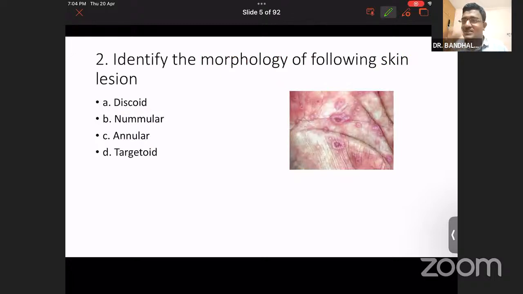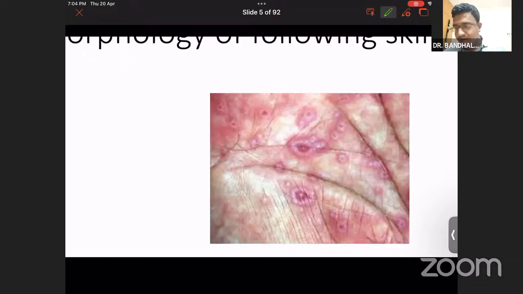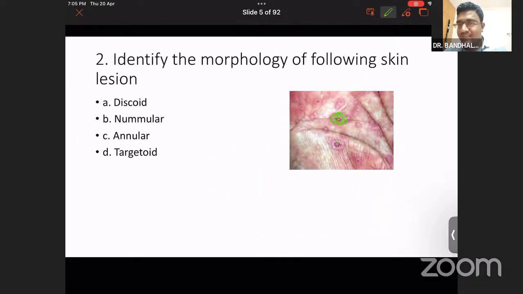Next, this question is frequently asked in the INICET exam. They will give the image and they will ask what morphology it is. Like in this question, they asked to identify the morphology of the following skin lesion. Option A is discoid, option B is nummular, option C is annular, option D is targetoid. Please look at the lesion very closely. There is a central white area or central blister, it may be, and there is an erythematous area followed by a paler area, followed by erythema again. It is a classical targetoid skin lesion. So the answer here is targetoid.